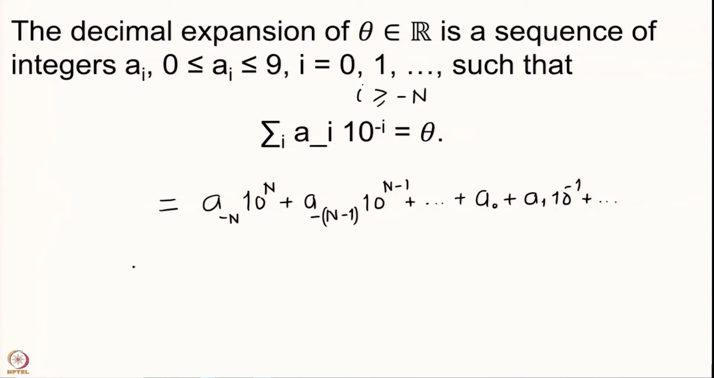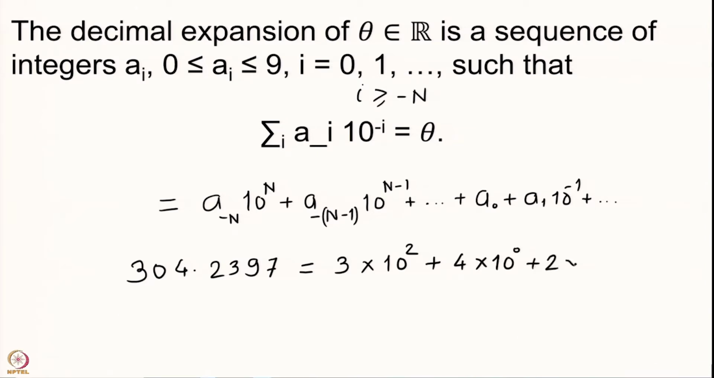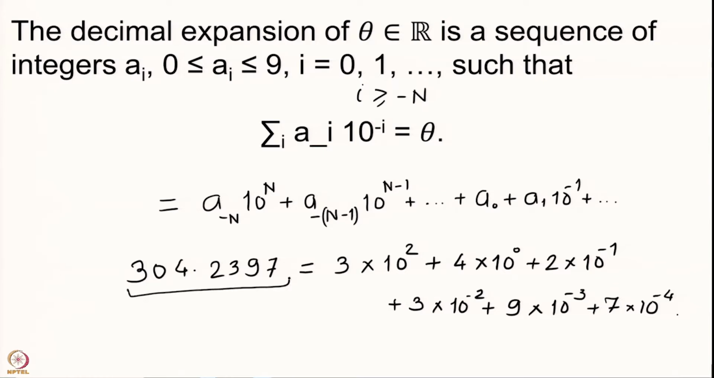So, for instance, if you have the number 304.2397, this will be 3 into 10 power 2 plus 0 into 10 power 1. So, I just ignore that. 4 into 10 power 0 plus 2 into 10 power minus 1 plus 3 into 10 power minus 2 plus 9 into 10 power minus 3 plus 7 into 10 power minus 4, and we stop here because our number has a finite decimal expansion.